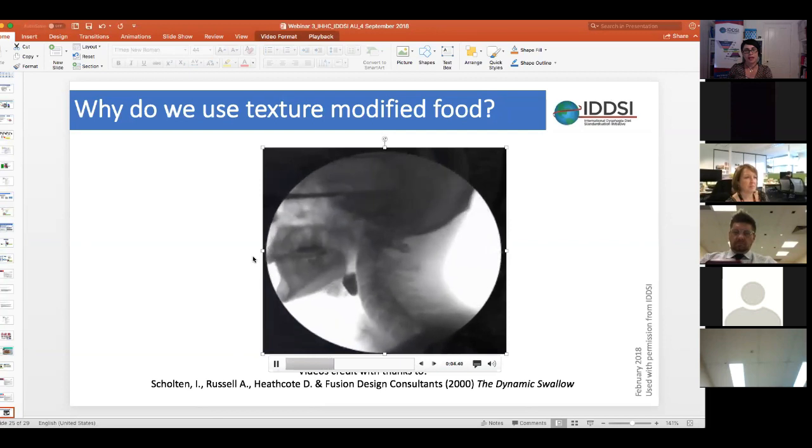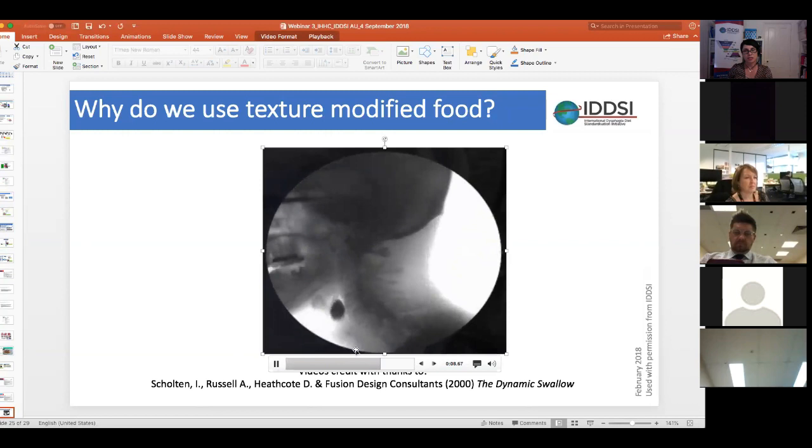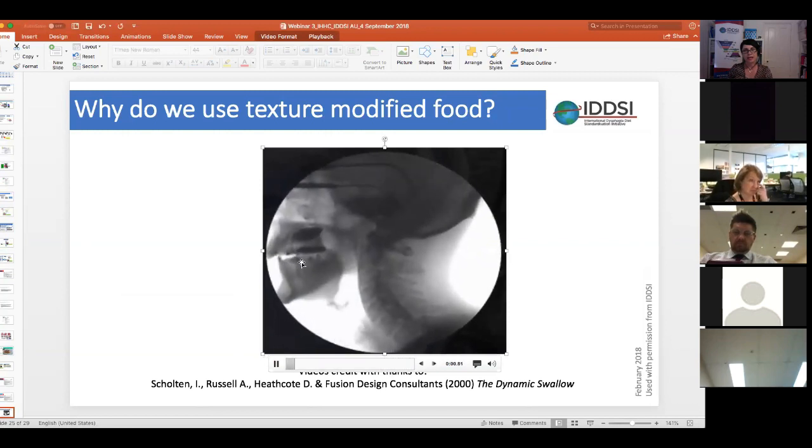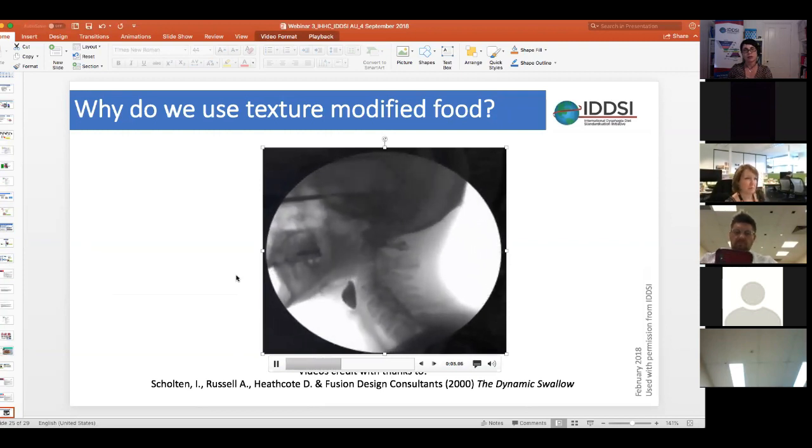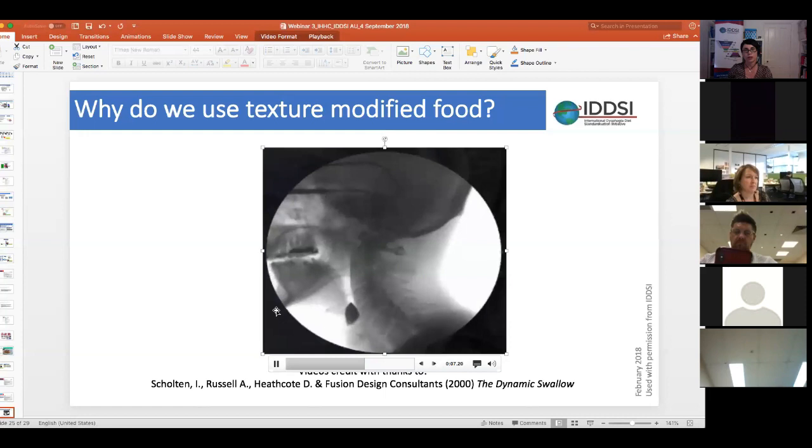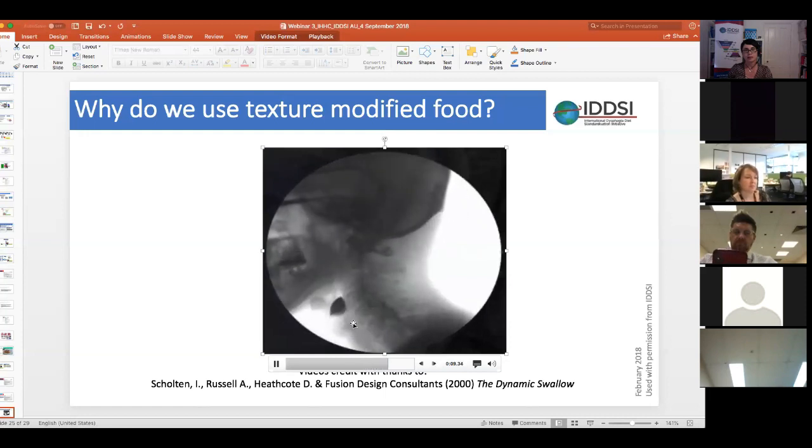So this person has difficulty with chewing and with bolus manipulation. As I play that again, he tips his head back to move it back into his throat. There's no chewing that's gone on there at all. It is sitting in a lump and now been taken into the airway.